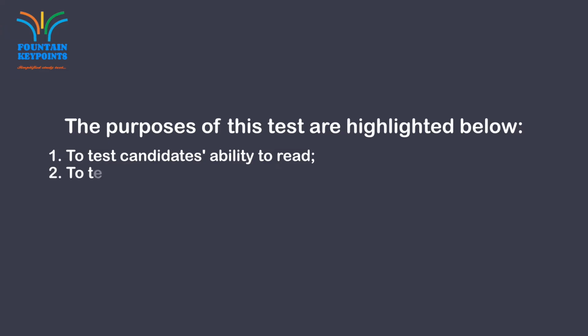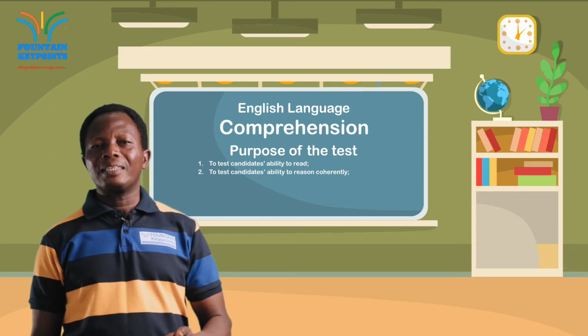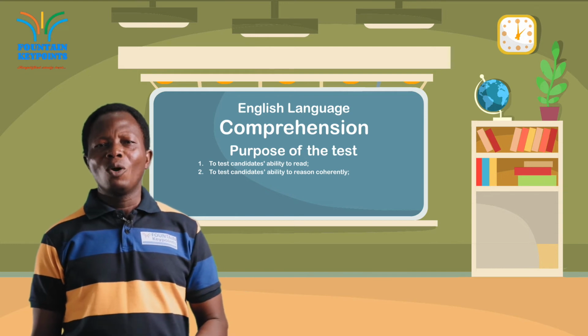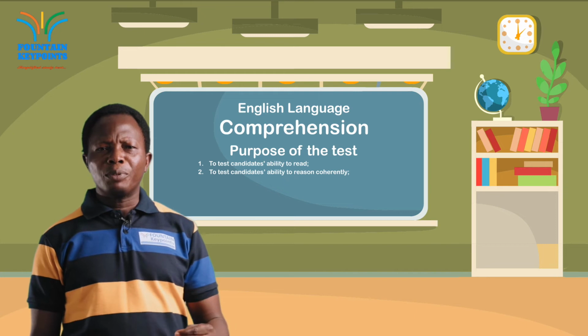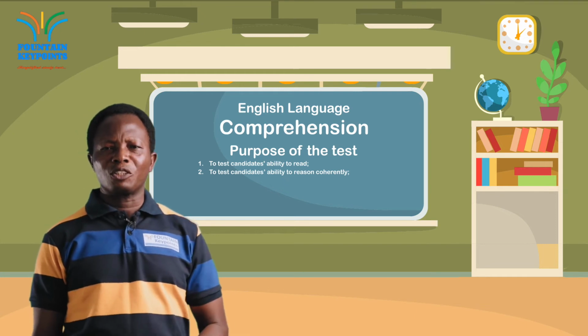Number 2, to test candidates' ability to reason coherently. For a candidate to be able to read and understand a passage, he should be able to reason coherently. What is this line talking about? What is the author talking about? What is the purpose or objective of this passage?